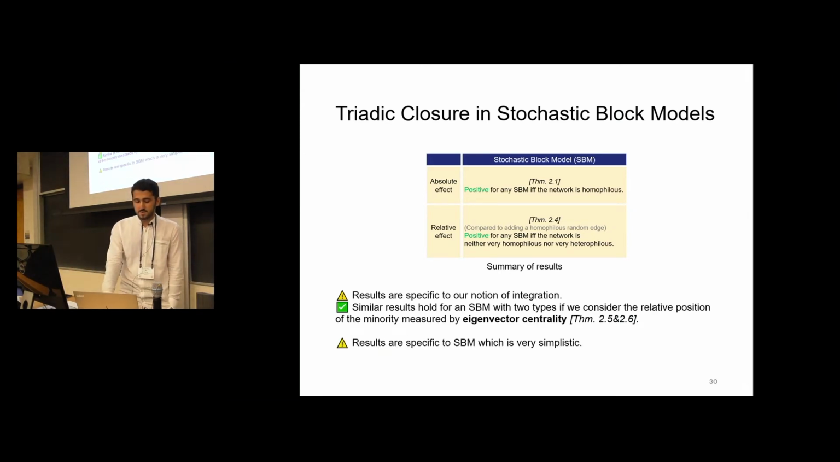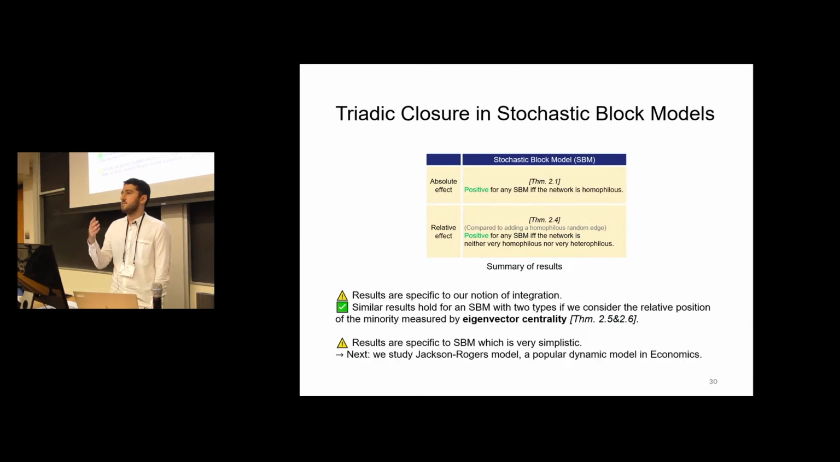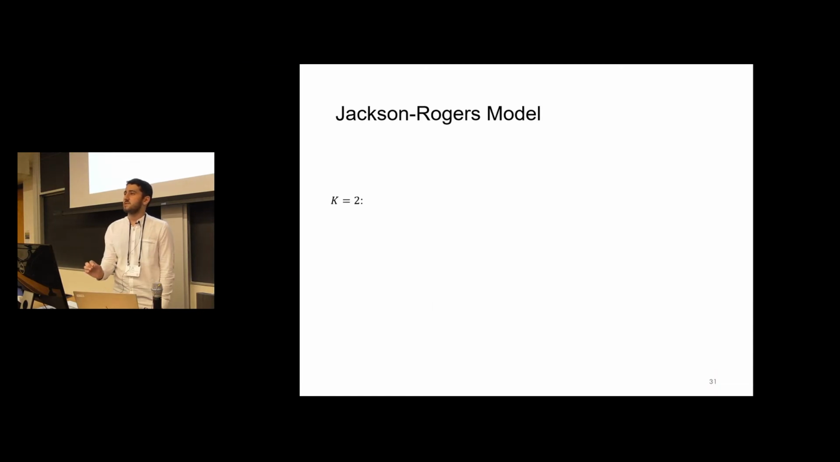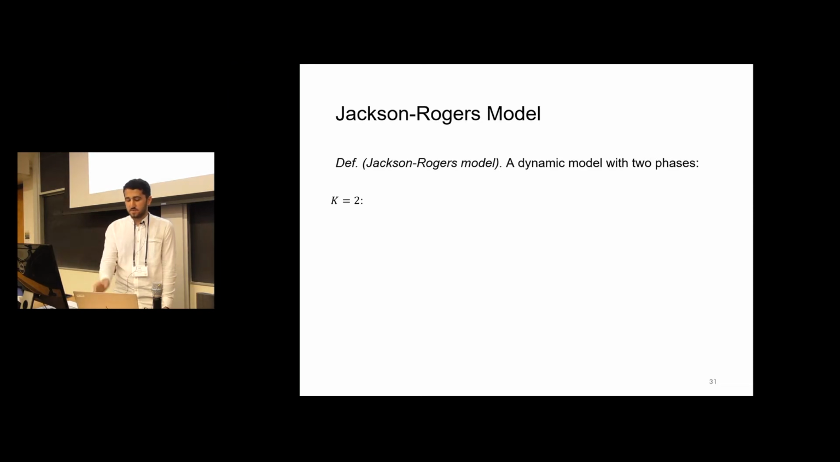The other concern might be that our results are very specific to stochastic block models. That's why we study a more complex model, the Jackson-Rogers model, which is a dynamic model very popular in economics. Let me briefly explain what the Jackson-Rogers model is. I'm going to explain it only for two types of agents, but our results are general for any composition. The Jackson-Rogers model has two phases.